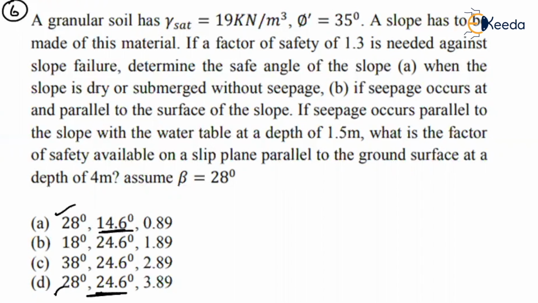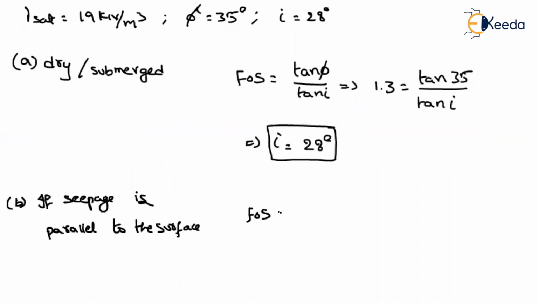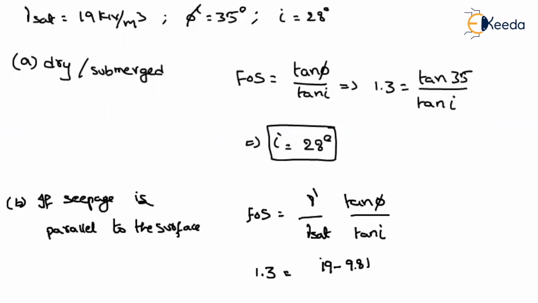In the second case, seepage is parallel to the surface. Here also we have one simple equation. If you recall it, factor of safety will be equal to gamma dash divided by gamma saturation into tan phi divided by tan i. So factor of safety is given as 1.3. What about the gamma dash? Nothing but gamma saturation 19 minus gamma w 9.8.